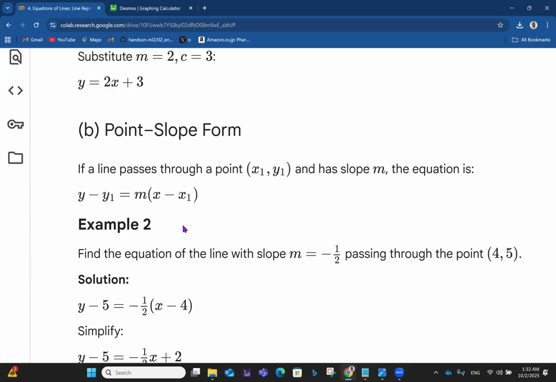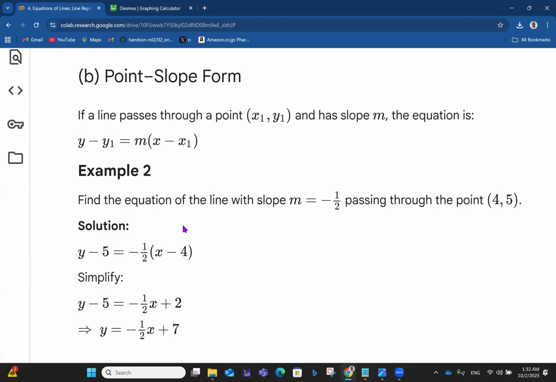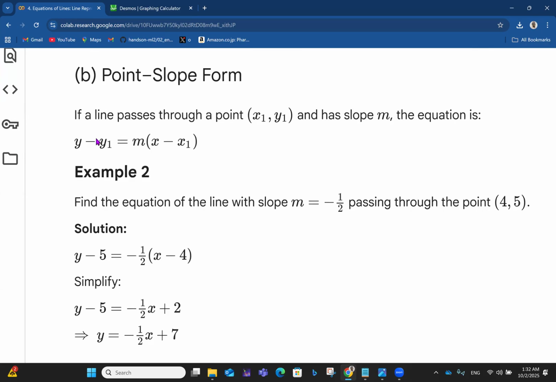Then apart from the slope-intercept form, we have the point-slope form. So the point-slope form is this. If a line passes through a point x1, y1 and has slope m, the equation is y minus y1 equals m into x minus x1. So, previously, if you had slope and y-intercept, you can just fix up the value of m and c in y equals mx plus c. But in this case now, you have a point through which the line passes and you have a slope. So it's a point now, not just the y-intercept. So in that case, you have another approach where you have y minus y1 equals m into x minus x1.